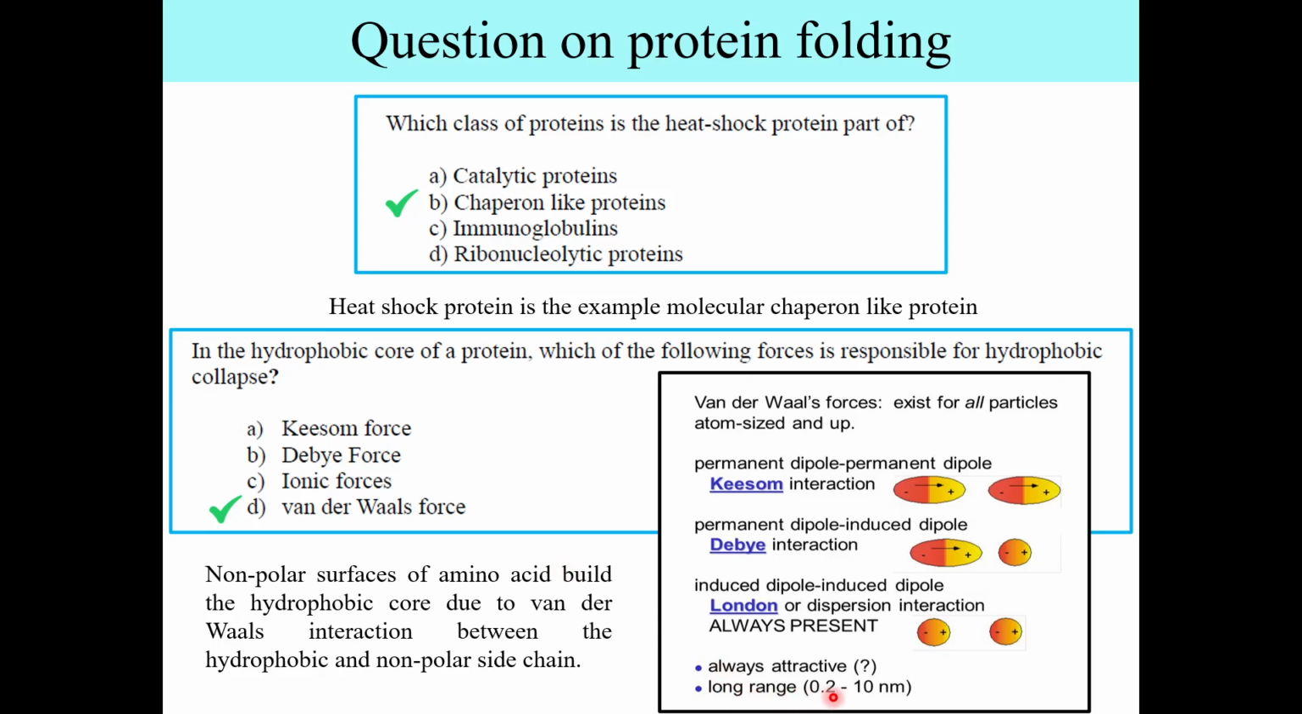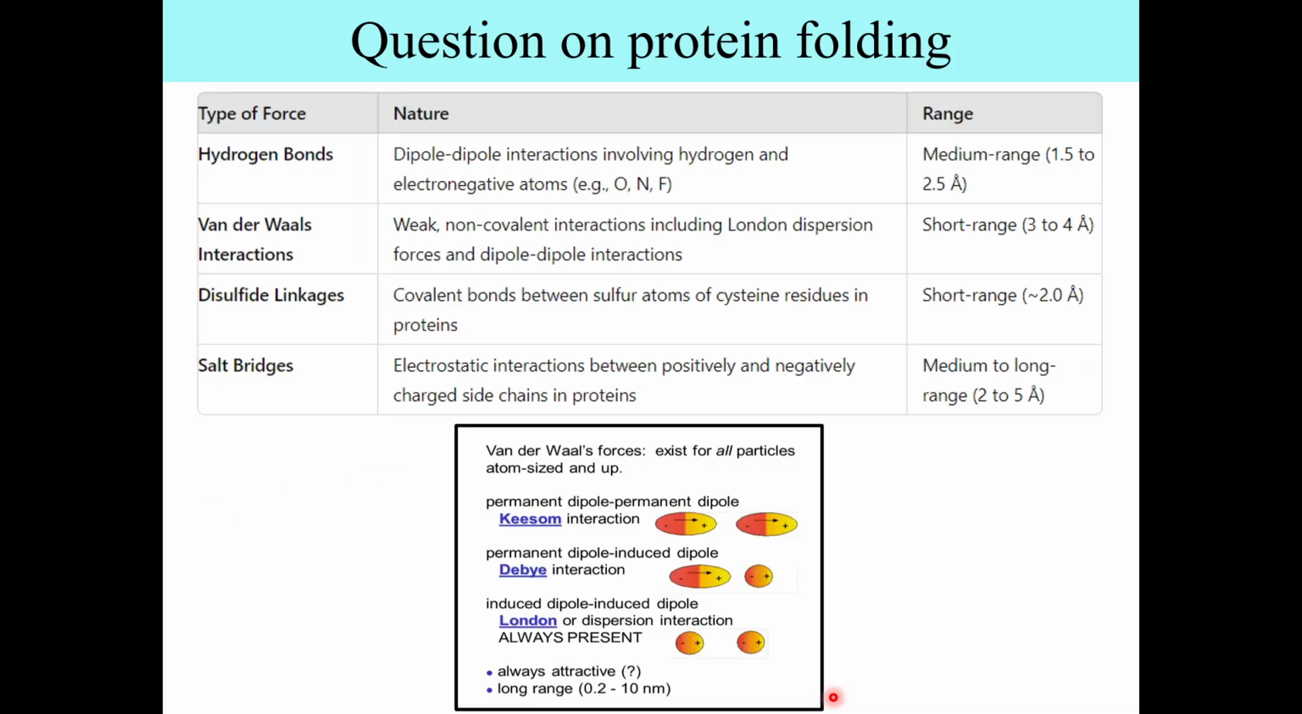Okay, so remember that. Now, the interesting point is that here I have listed out many different kinds of interactions which, based on the bond length, can be seen as medium range to short range and long range forces, right?